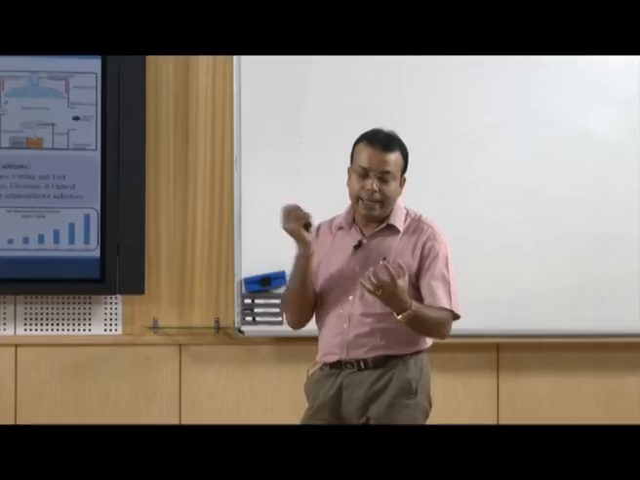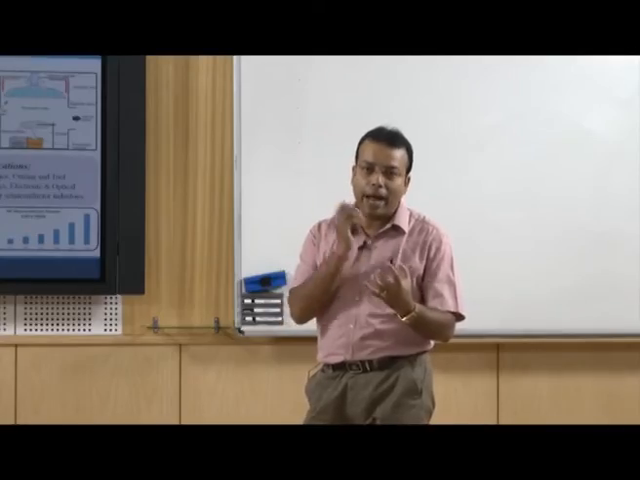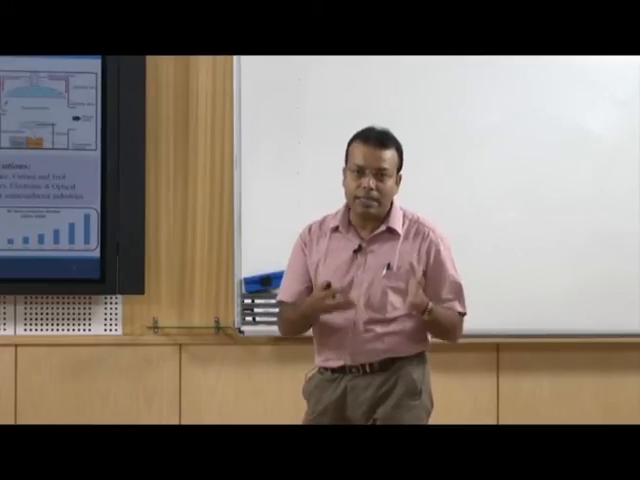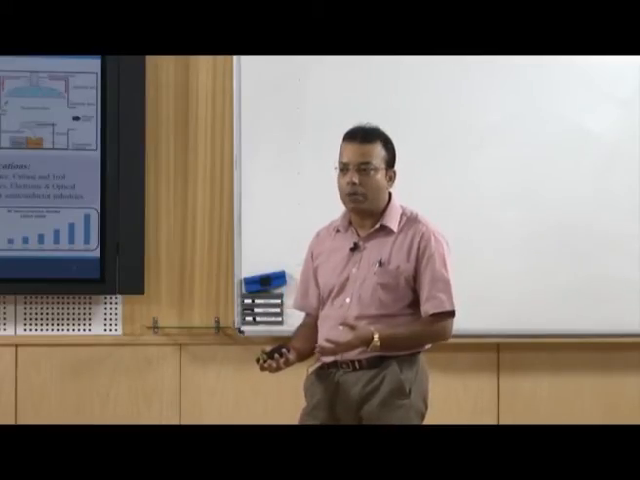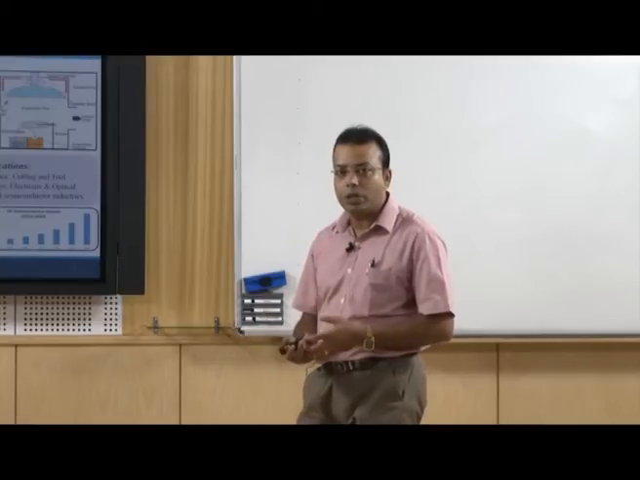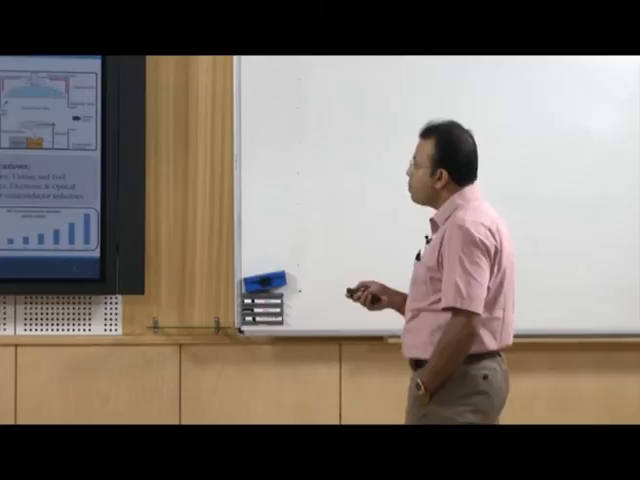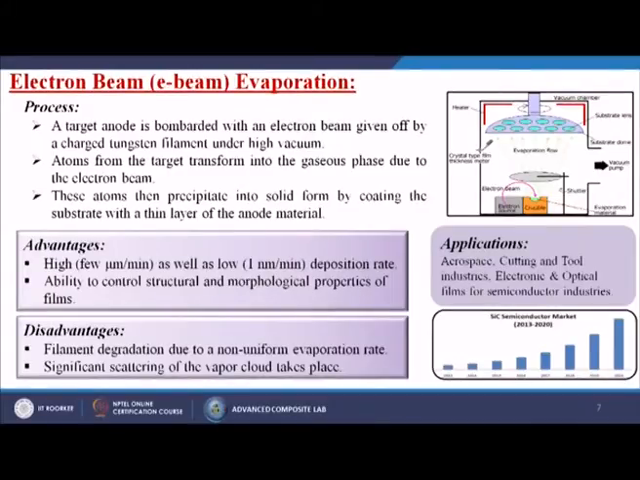We hit or bombard our anode material with the electrons, agitating those materials, and they release certain kinds of atoms or molecules that deposit onto the cathode, our substrate. Atoms from the target transform into the gaseous phase due to the electron beam. These atoms then precipitate into solid form, coating the substrate with a thin layer of the anode material.